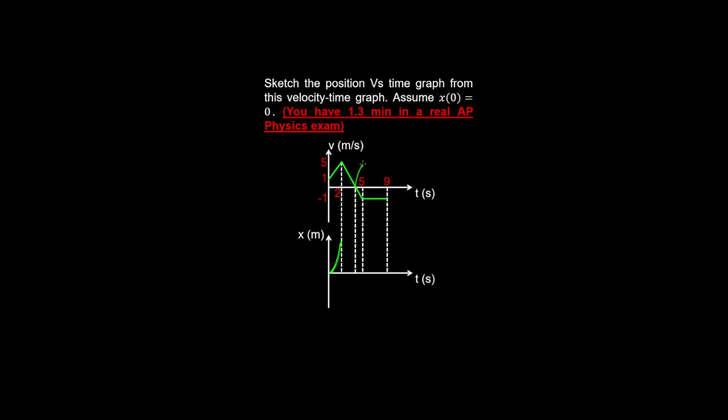Now from 2 to the time when the velocity is 0, the velocity is decreasing, so therefore the slope of the tangent to the position versus time graph is decreasing, but still positive until we reach the maximum. And then thereafter the velocity is negative, so the slope of the tangent to the position versus time curve becomes negative, and it's still parabolic until we reach 5 seconds, where the velocity is constant, so therefore the position versus time graph becomes linear, because the slope here is constant.